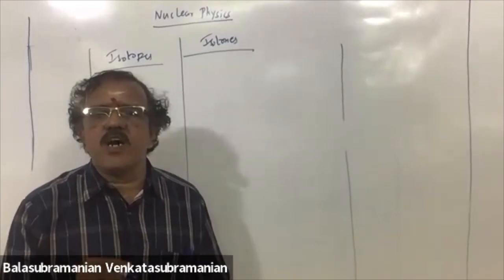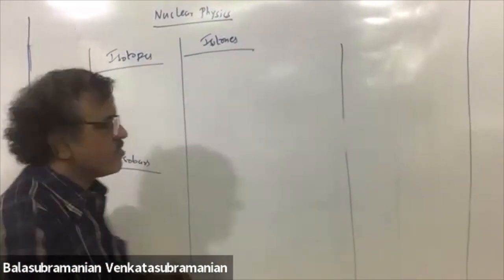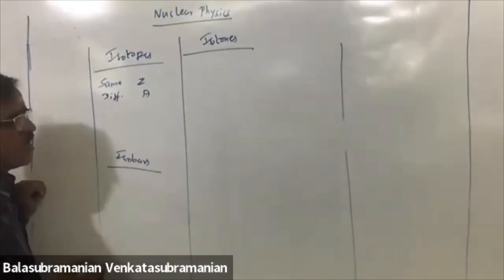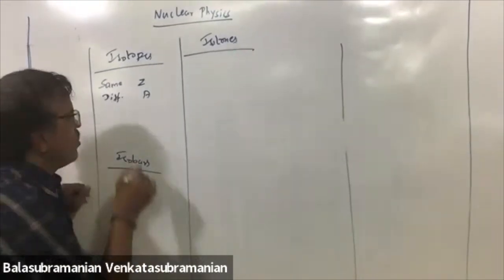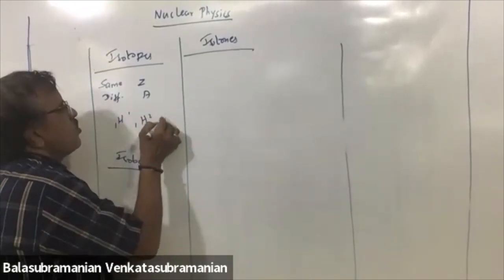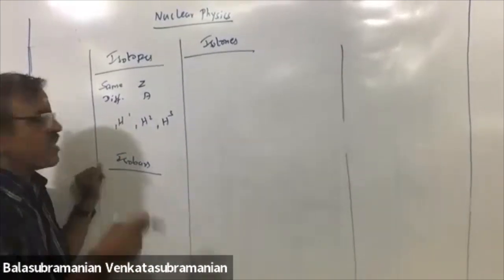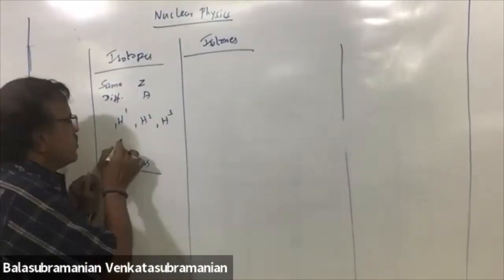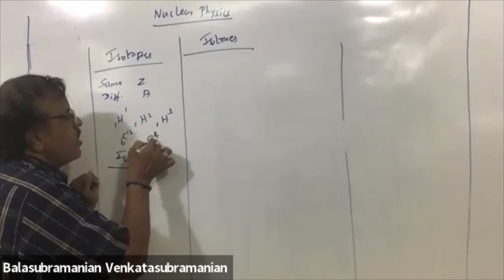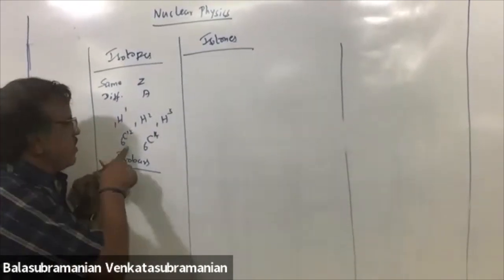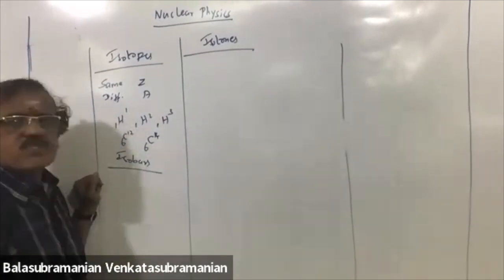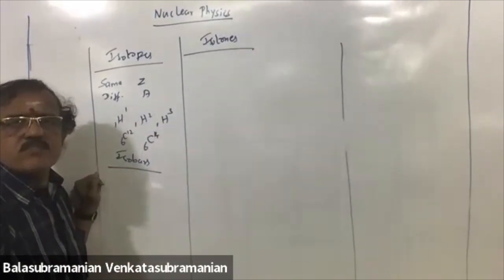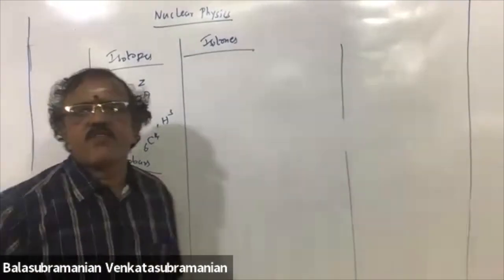Elements having the same atomic number but different mass number, we call them isotopes. For example, 1H1, 1H2, 1H3: atomic number is 1, mass number is different, hydrogen, deuterium, tritium. 6C12, 6C14, carbon: atomic number 6, mass number differs. 92U235, 92U238, uranium: atomic number same, mass number different.